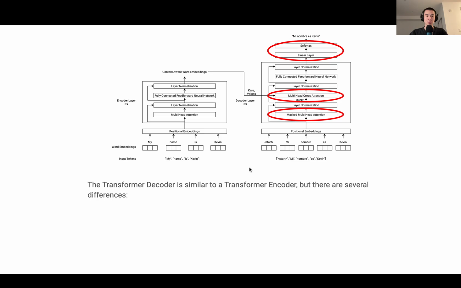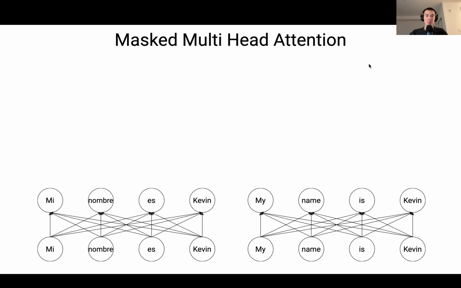are several differences. First difference is masked multi-head attention. Second difference is multi-head cross attention. And the third difference is linear layer plus softmax. And these three differences I've highlighted in these red ovals on the decoder side. And let's go over these three key differences.